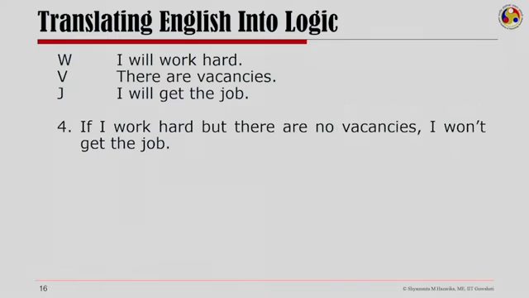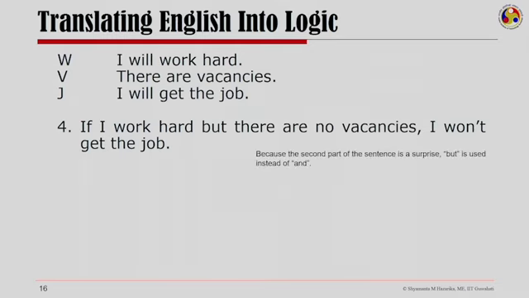Let us take another example. If I work hard but there are no vacancies, I won't get the job. Now, in this statement I have I work hard, so that is W. There are no vacancies, so that is negation of V. I will get the job is J, so I won't get the job is not J.